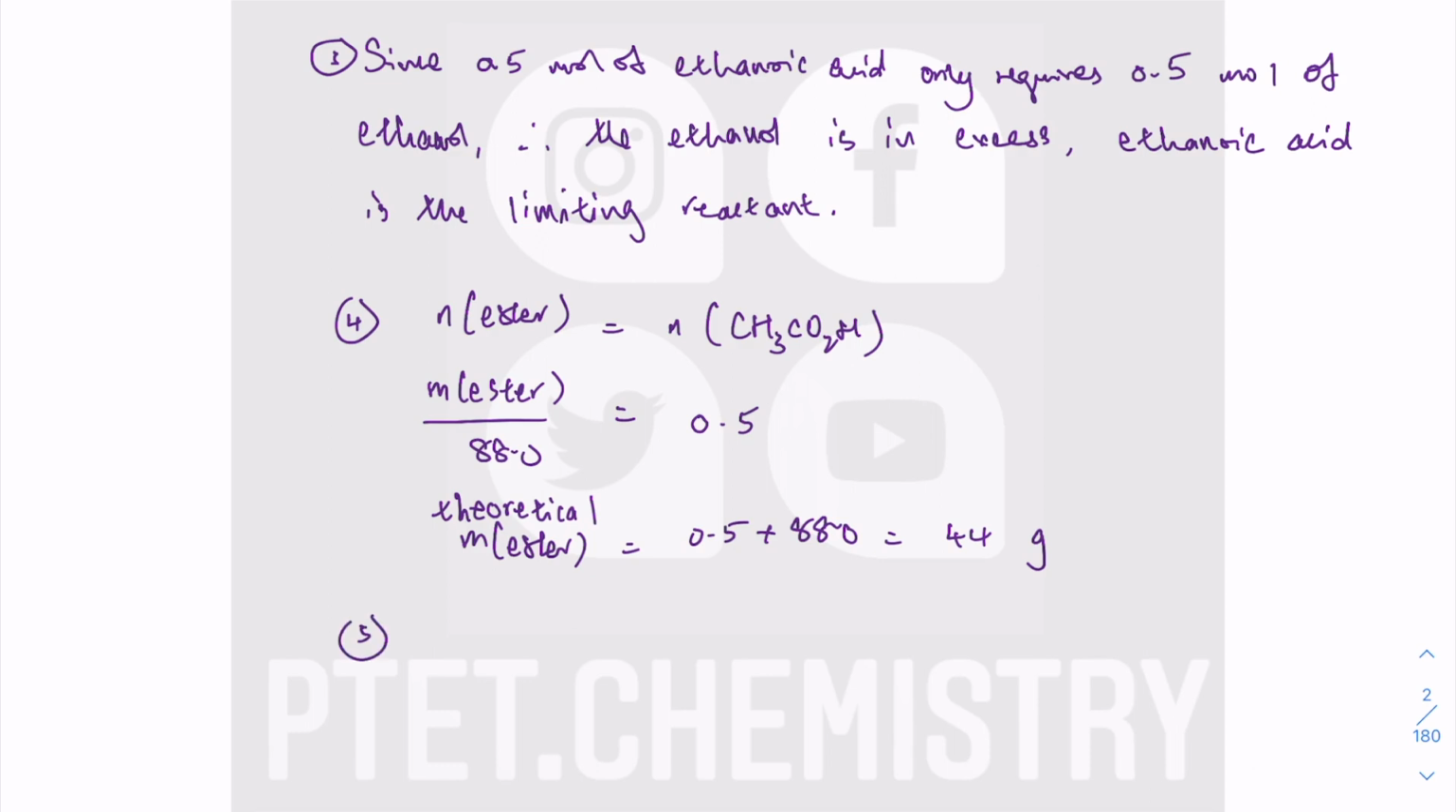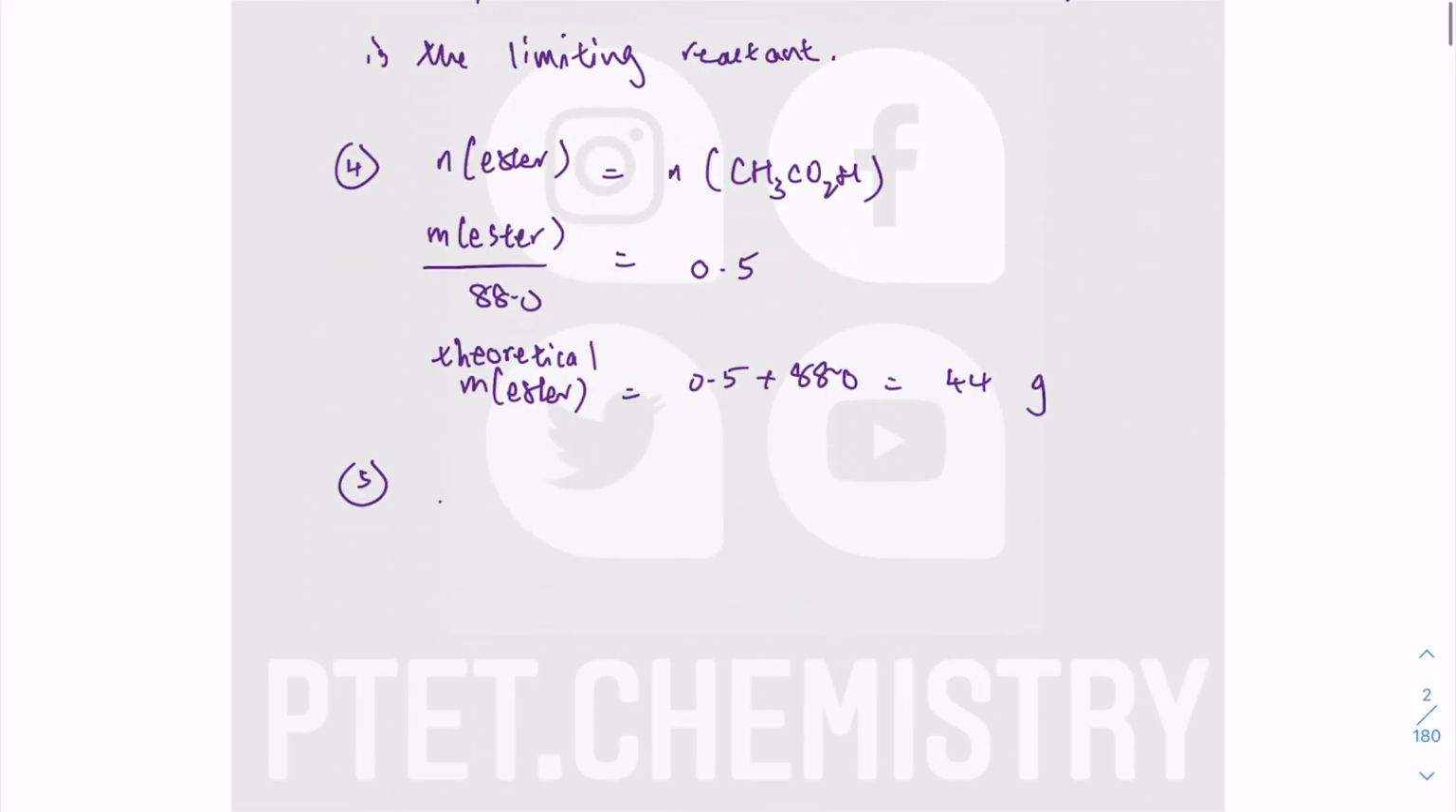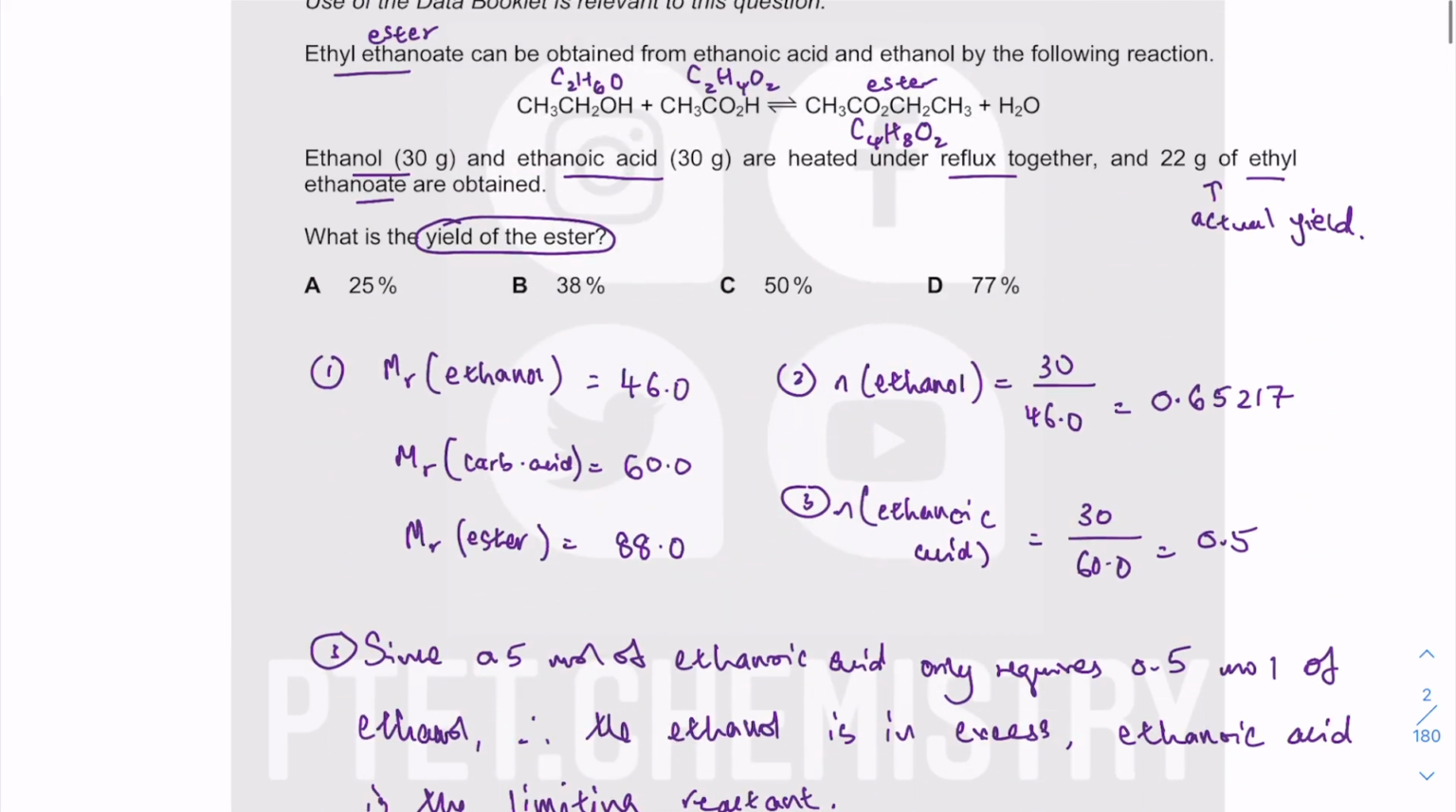So out of this 44 gram that we expect to get, we only actually obtain 22 gram. So that is very clearly half of it. So the percentage yield of the ester is how much we actually obtain divided by how much we expect to obtain from 100% reaction, and that gives me 50% exactly. So that's just the answer C there.